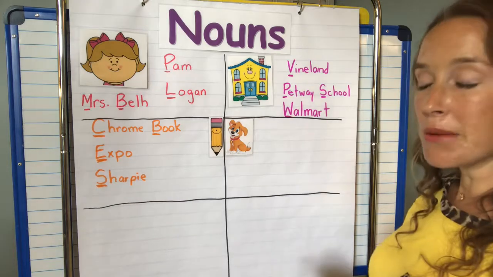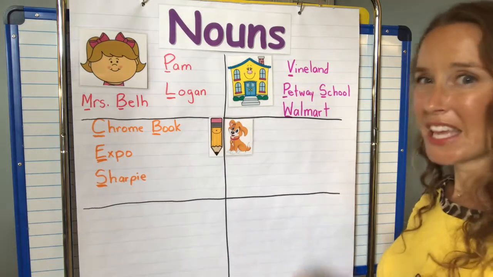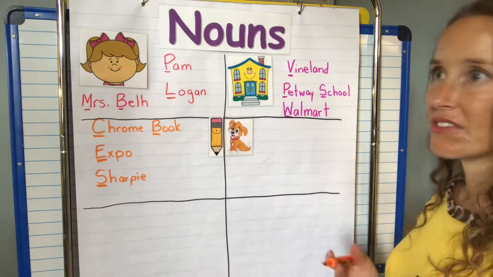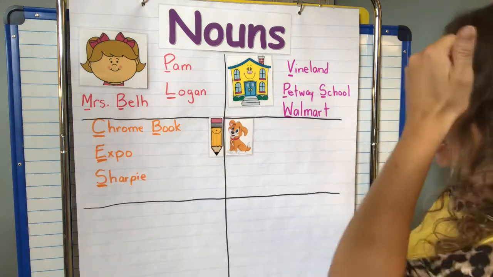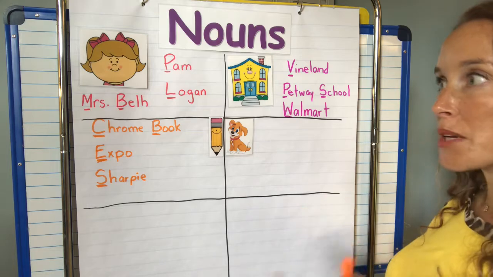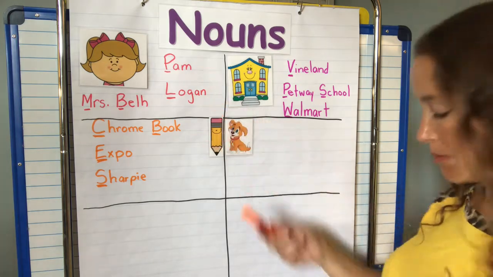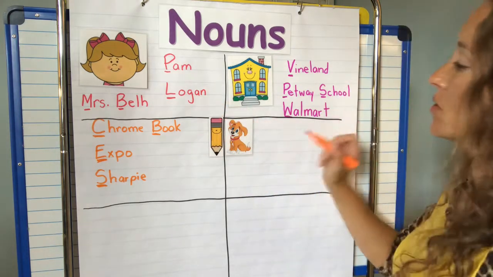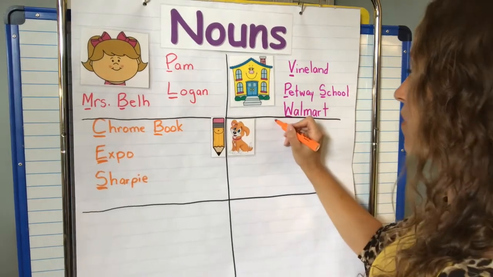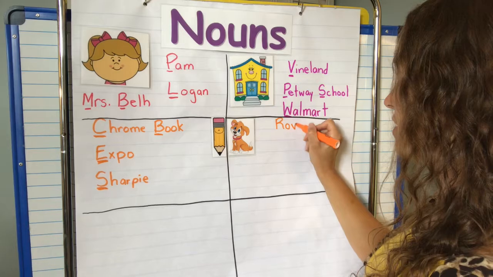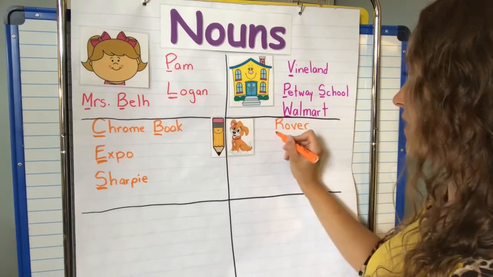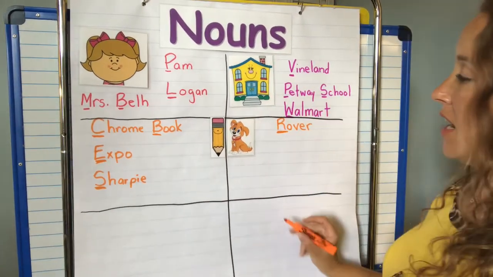Okay, animals. Well, we have just plain animals like dog, cat, elephant, zebra, but if they actually have a name, it would get a capital. And a lot of times we name our animals like we do our people. So let's do the dog. What if his name was Rover? He would get a capital R. Okay, because that's his name.